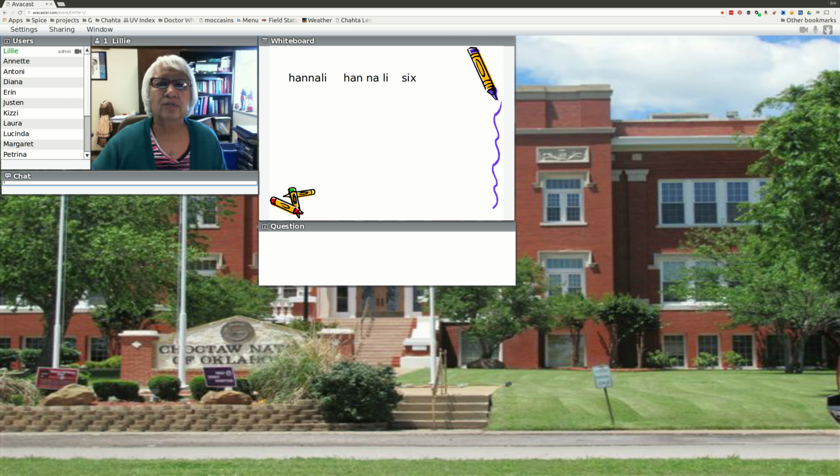We want to look at a look-alike word. This is why it's important not to mispronounce. The other example word here I have is hanali, with one N. Hanali is six. Hanali is the other word. If you were to put accent marks, it would look like this.